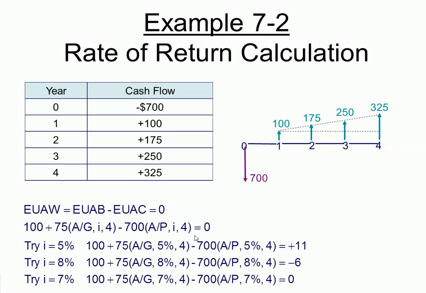So from that, we can actually try different values. At i equal 5%, we get plus 11. At i equal 8%, we get minus 6. But at i equals 7%, we get exactly 0. So the answer is the rate of return is 7%.